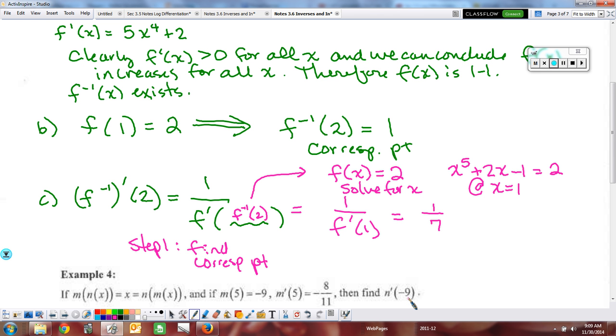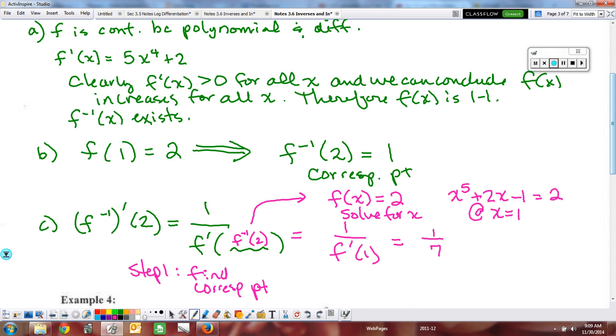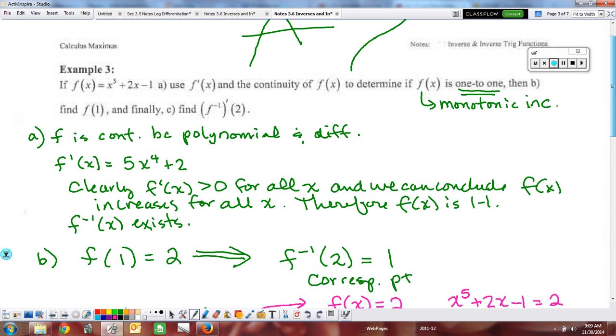So notice I did not actually find an inverse, plug 2 into the inverse, then find the derivative of the inverse to then plug in 1. I didn't actually have to do all that work. You just have to see the connection on this. Okay. Let's see, did I do everything it asked me to?